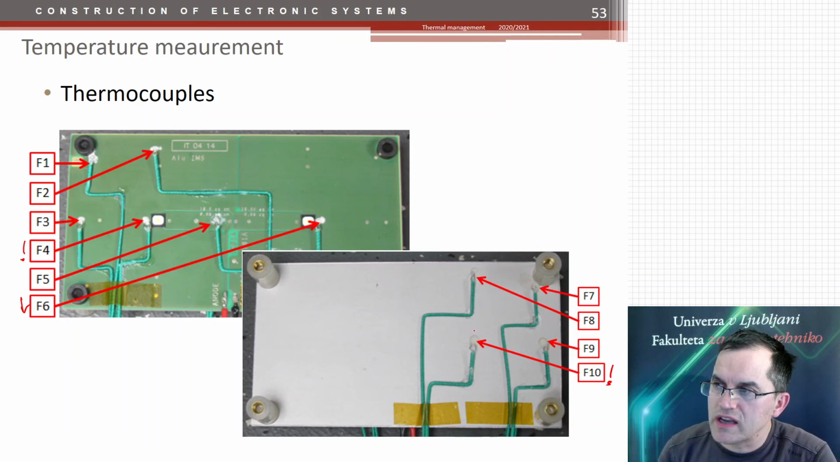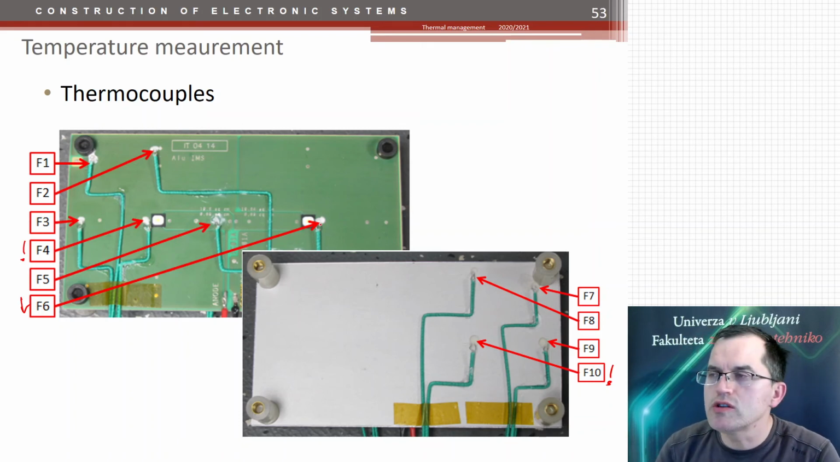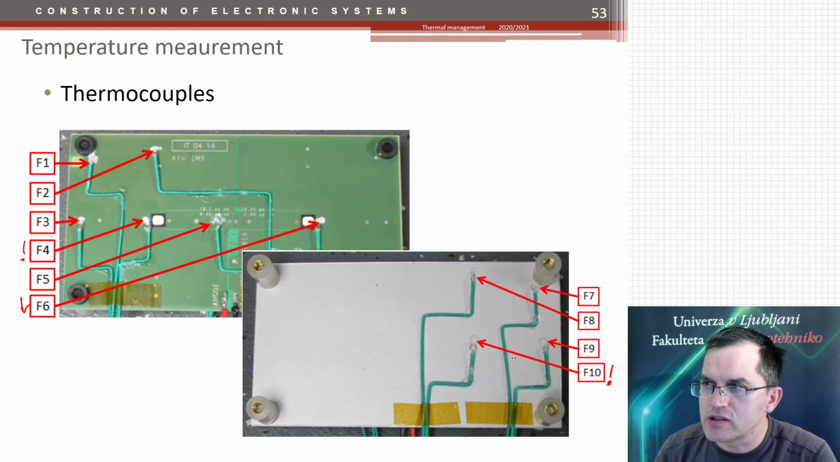Why did he do that in that way? Because he wanted to measure on the back and front side, and he also wanted to compare the temperature of the other LED. If these sensors affected the heat transfer, he would detect it by that.